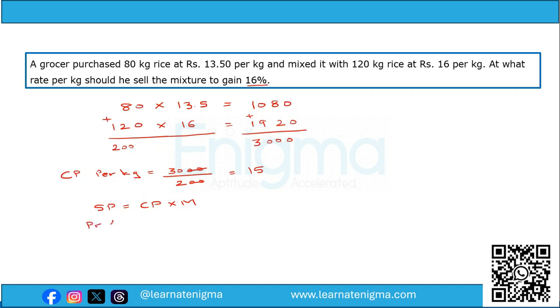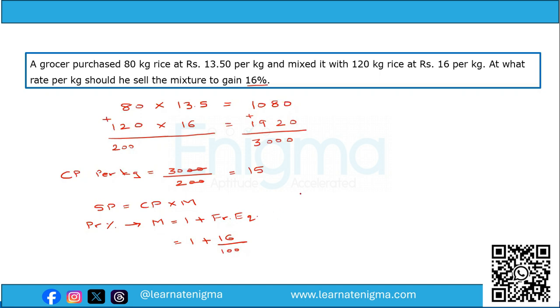Because it is given profit percentage, multiplier will become 1 plus fraction equivalent of the percentage. Therefore, in this case, it becomes 1 plus 16 upon 100.